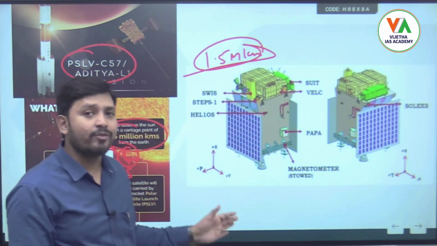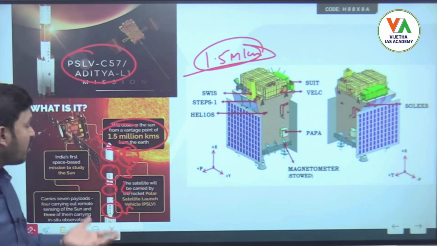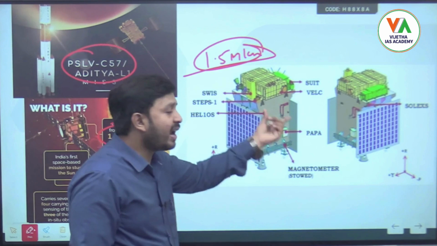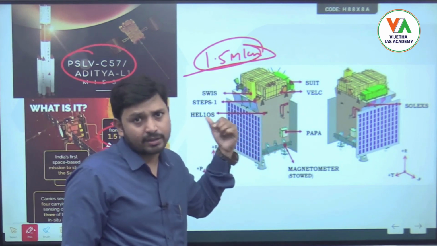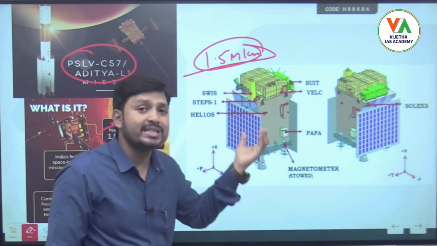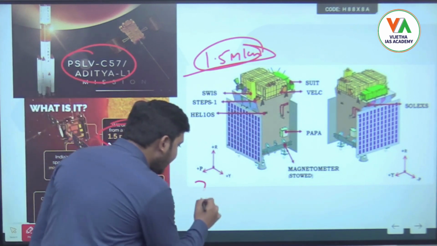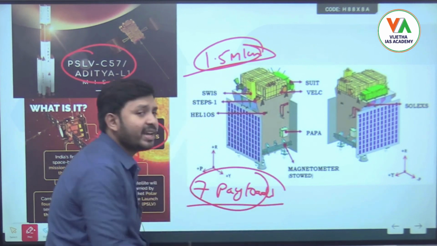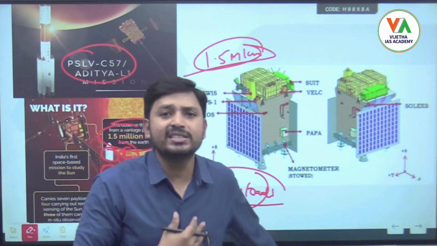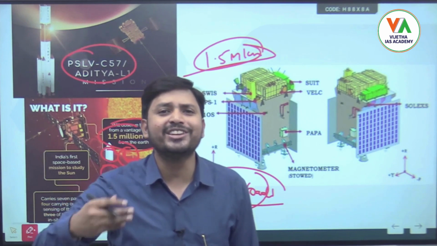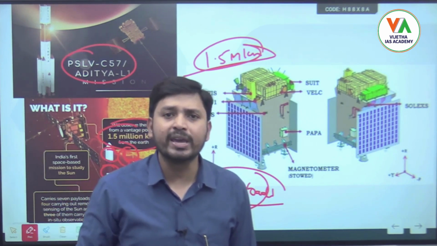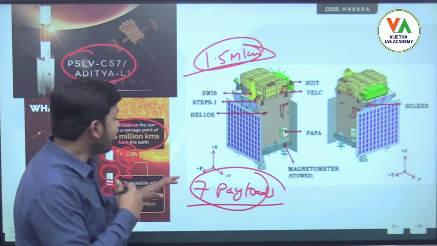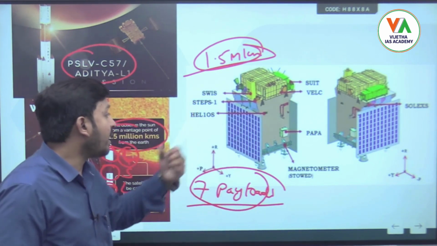The location is a distance of 1.5 million kilometers from the Earth, and the satellite that we have launched in this ADITYA mission has 7 payloads. Payloads are nothing but the instruments that are there in this satellite. Each instrument will have a different purpose. So there are a total of 7 payloads in this Aditya satellite, right?